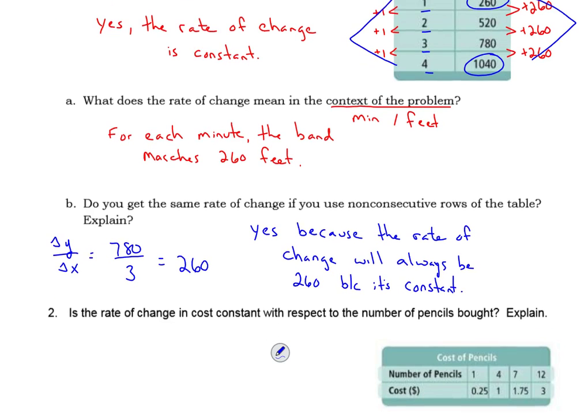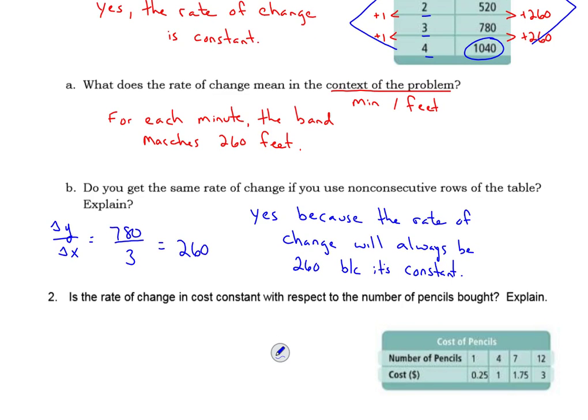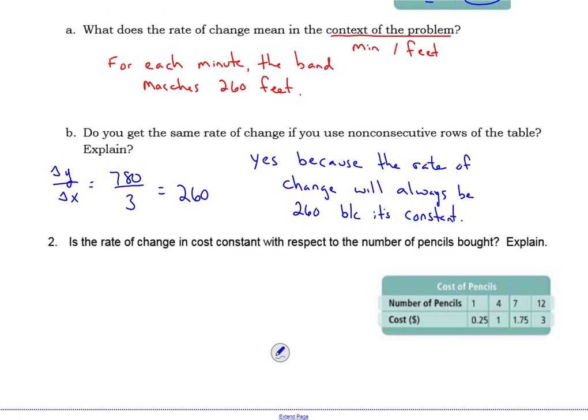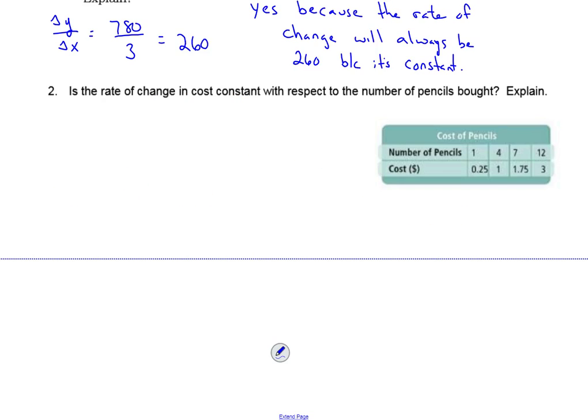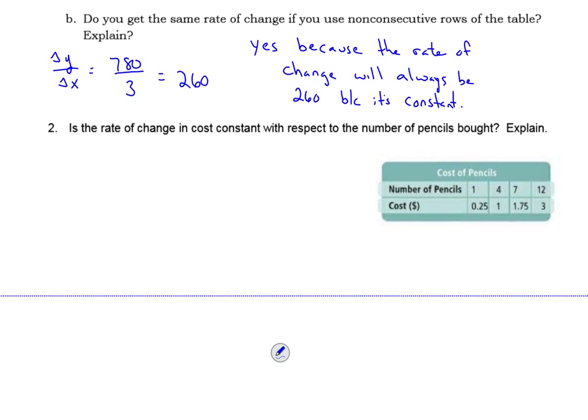So no matter what rows we look at, when I do change in y over change in x, I'm always going to get 260. Okay, next question, number 2. Is the rate of change in cost with respect to the number of pencils bought constant? And then explain your answer.